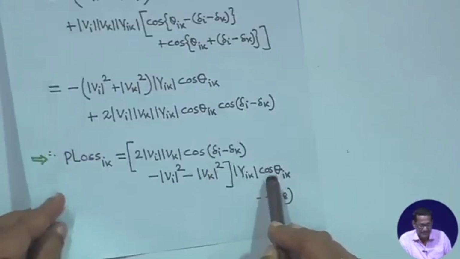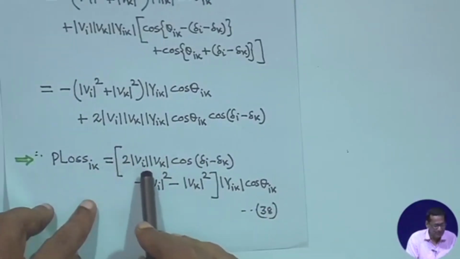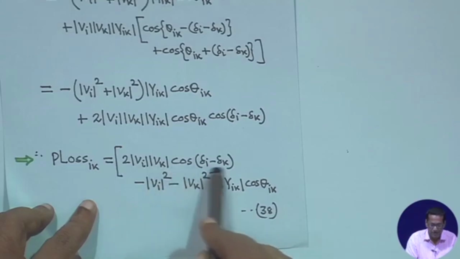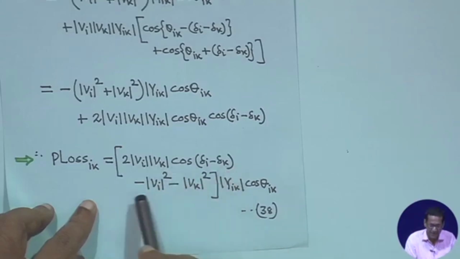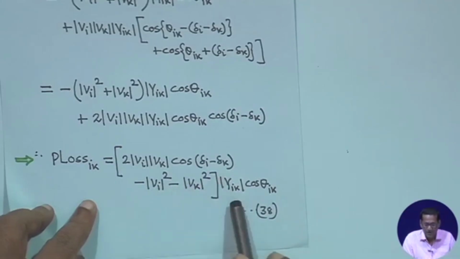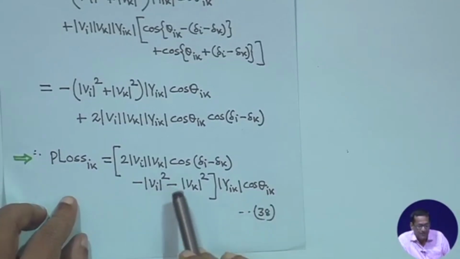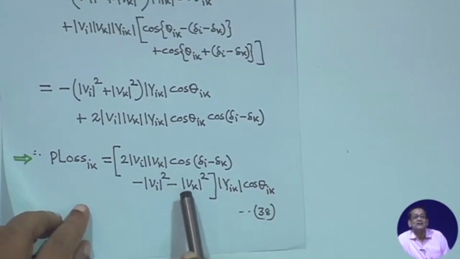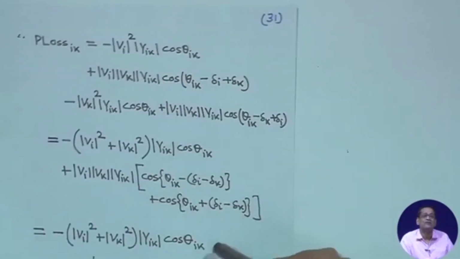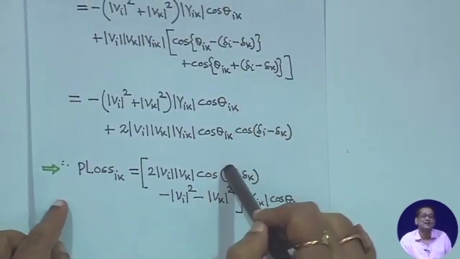That means this equation you can write as P loss_ik is equal to 2 magnitude V_i V_k cos of delta_i minus delta_k, minus magnitude V_i square minus magnitude V_k square, bracket close, magnitude Y_ik cos theta_ik, equation 30. This simple form of the equation you will get after simplifying all this. These are straightforward, you can do them on your own also, everything I have told.